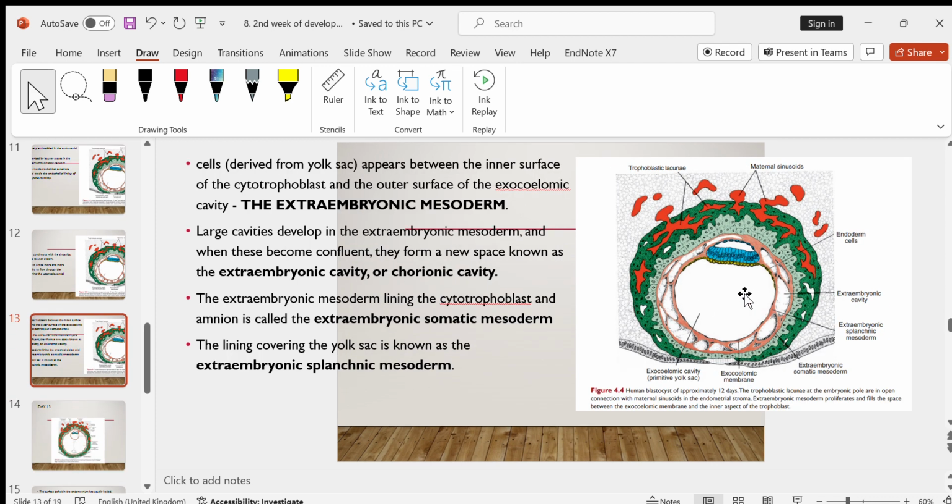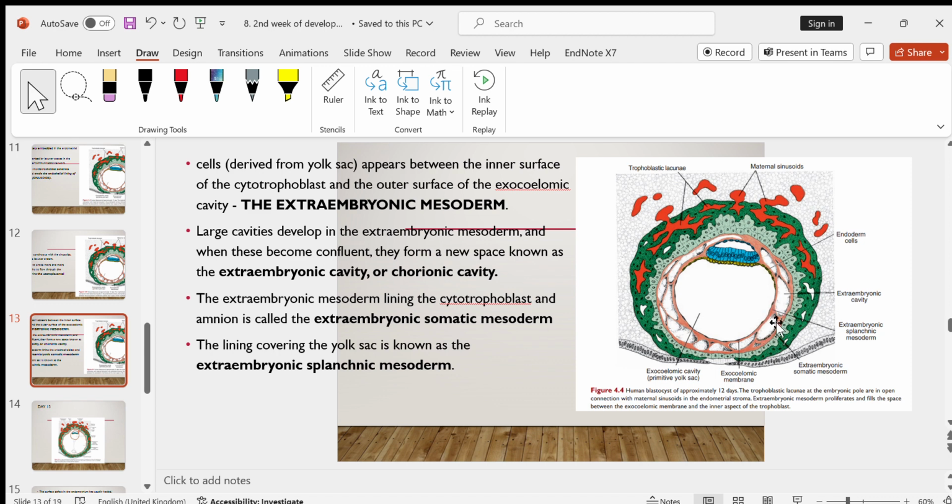Another thing that happens on days 11 and 12 is that the yolk sac, the inner surface of the cytotrophoblast, this area, gives rise to an extraembryonic mesoderm. Now, extraembryonic mesoderm is lining a cavity that is the extraembryonic cavity, which is also called the chorionic cavity. This peachish structure is the extraembryonic mesoderm. Spaces start forming inside it, and these spaces join to form a cavity that is the extraembryonic cavity or the chorionic cavity.